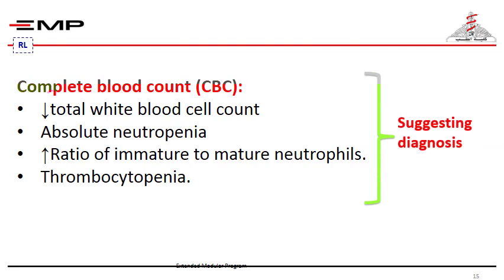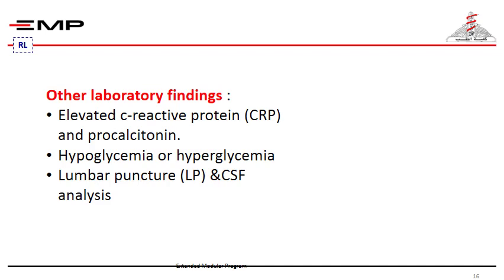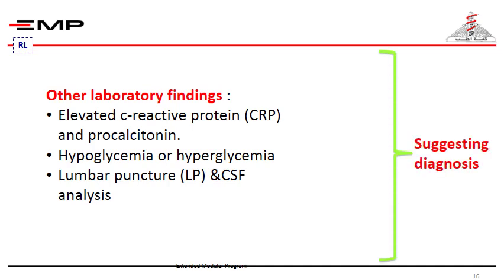Other laboratory abnormalities can include elevated C-reactive protein, procalcitonin, hyperglycemia or hypoglycemia with no change in glucose administration, and unexplained metabolic acidosis. For infants with strong clinical suspicion of sepsis or meningitis, a lumbar puncture for cerebrospinal fluid cell count, protein, and glucose concentration, gram stain and culture should be performed.